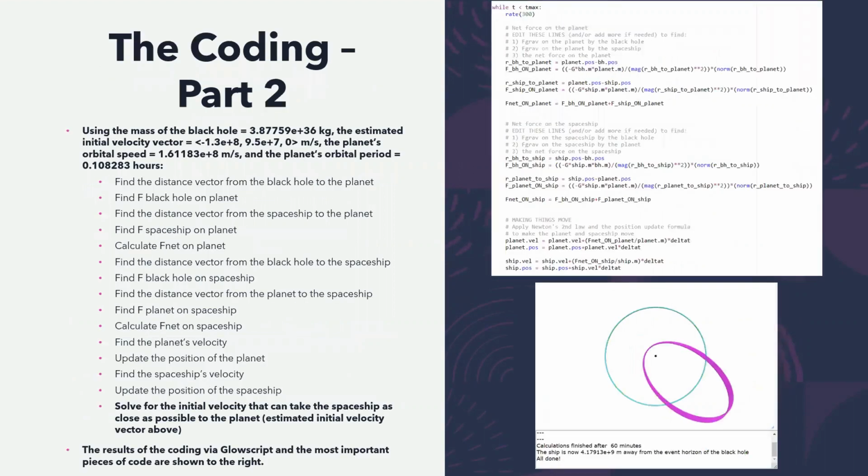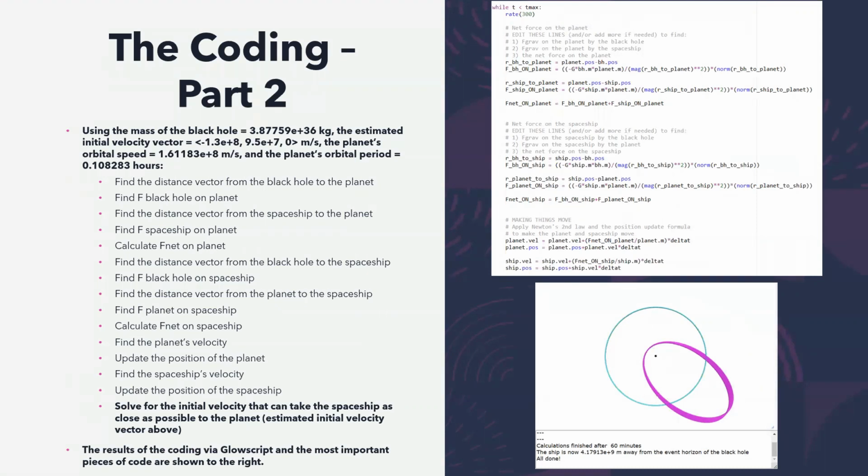For the second part, we use the mass of the black hole found in part 1, the estimated initial velocity vector, which was solved at the end, the planet's orbital speed of 1.611883 E plus 8 meters per second, and the planet's orbital period of 0.108283 hours.